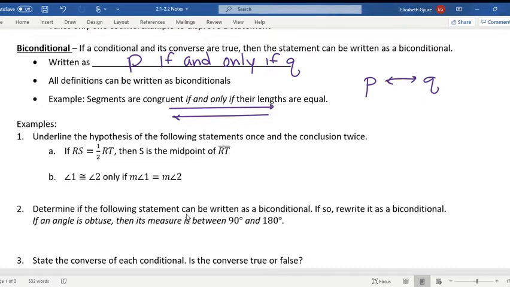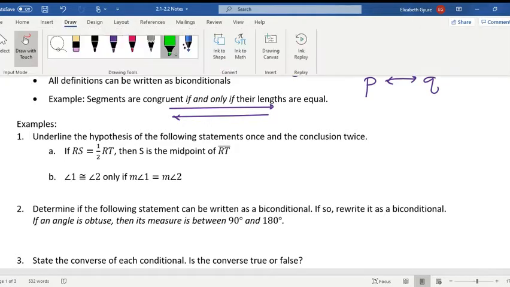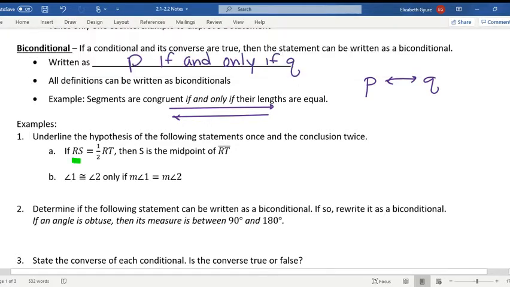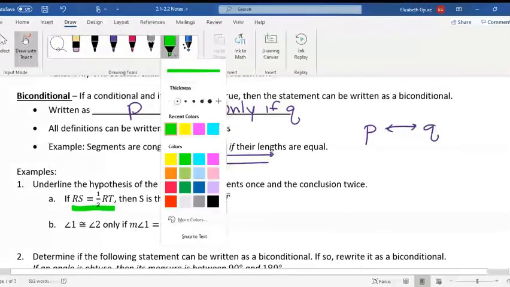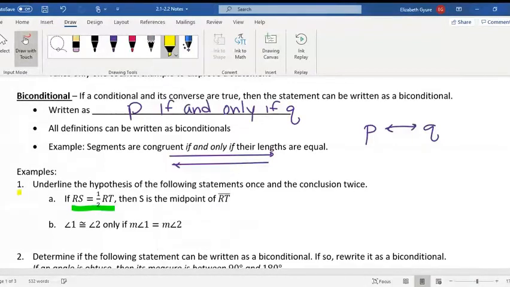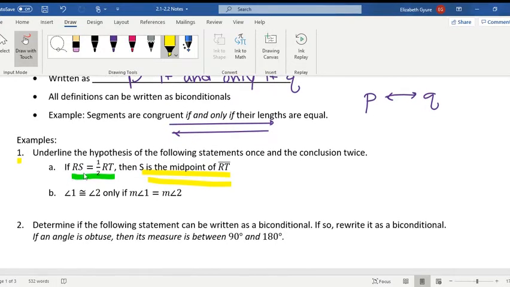So our hypothesis here is just that the measure of RS equals 1/2 the measure of RT. And if that is our hypothesis, then we are concluding that S is the midpoint of segment RT. So don't include the if and don't include the then. Okay, hypothesis, conclusion.